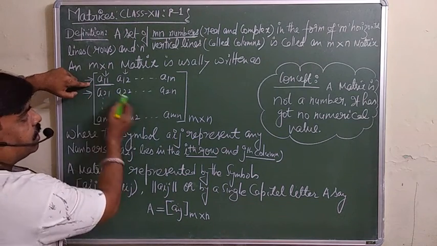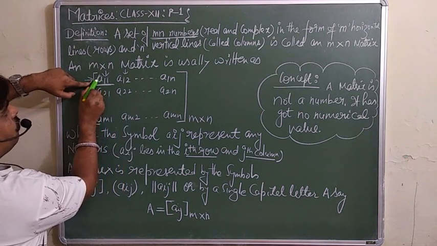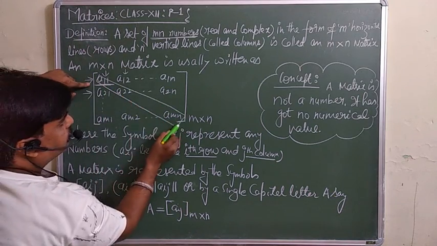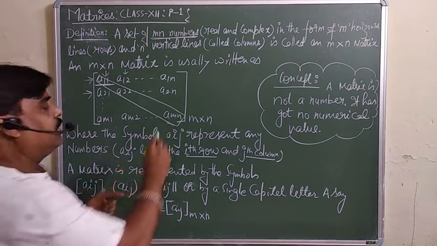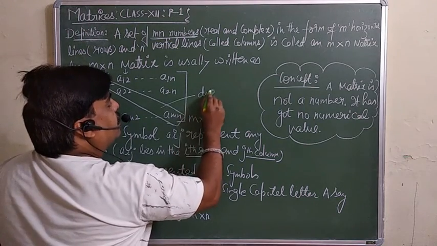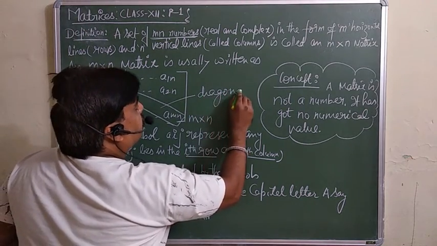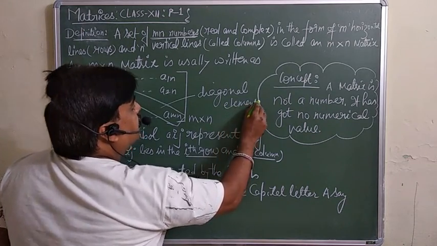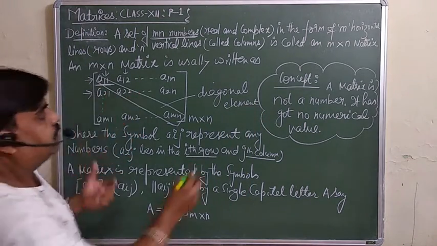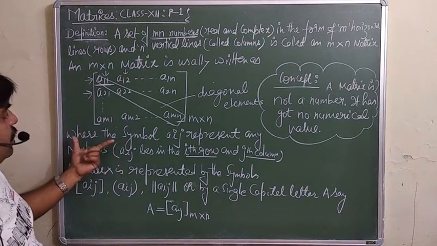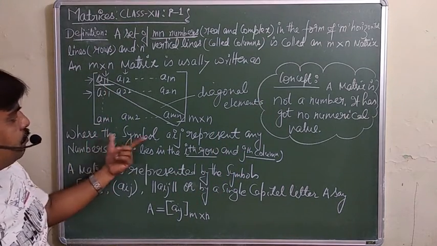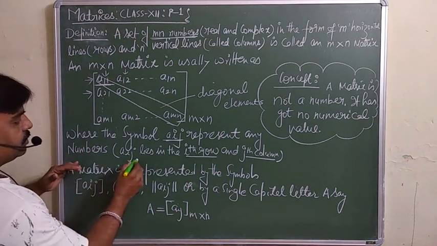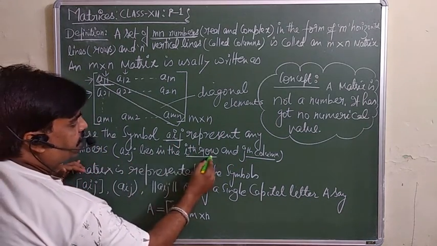And in this m by n matrix, A11, A22 up to Amn, these are the diagonal elements, and the rest of the elements are the non-diagonal elements. Where the symbol Aij represents any number, Aij lies in the ith row and jth column.